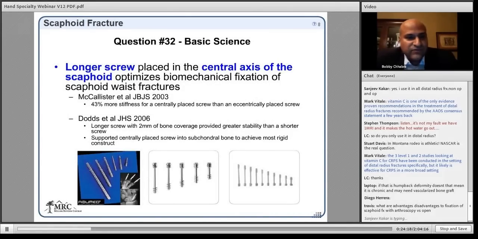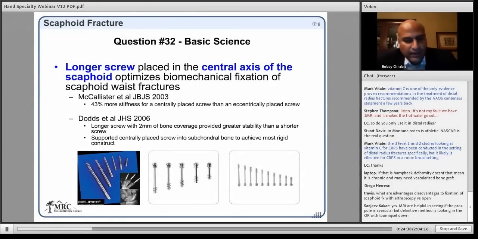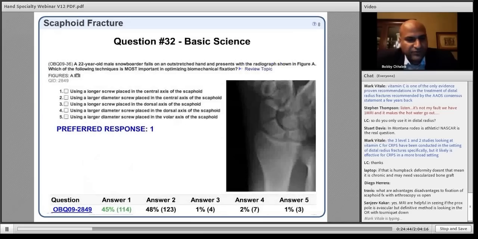Biomechanical studies have shown that a longer screw placed in the central axis of the scaphoid is the best in terms of biomechanical fixation and allows you to optimize healing potential. There have been several studies that have shown that, and there's a multitude of screws that you can use by different companies, but they all allow for compression across the fracture site.